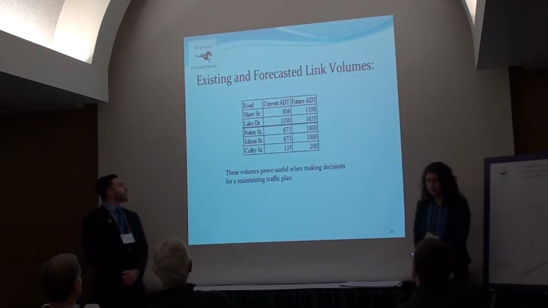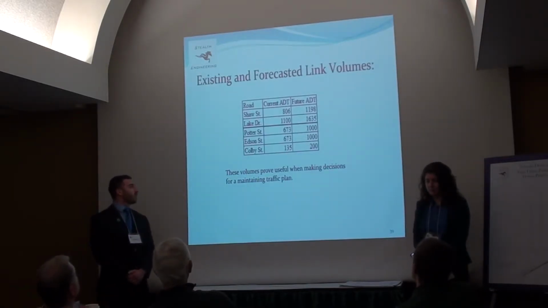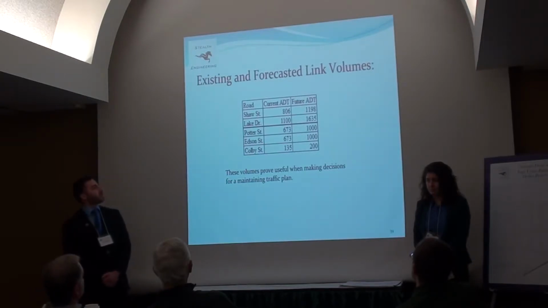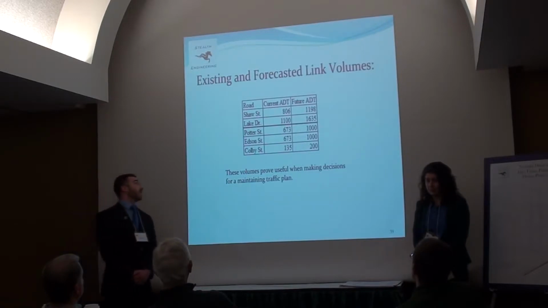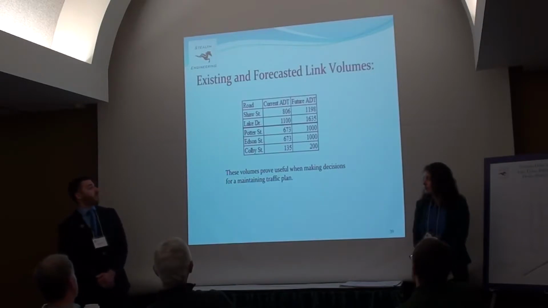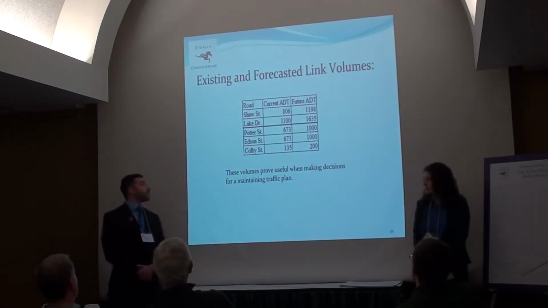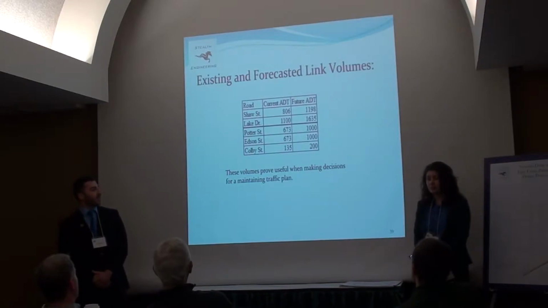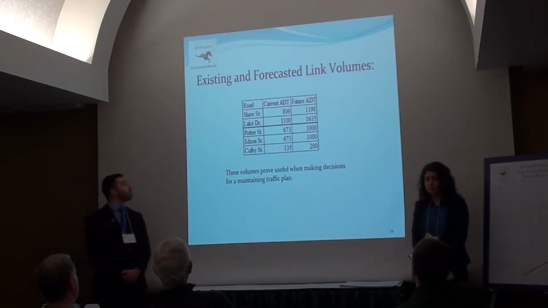So, current average daily traffics were available on an online traffic database. And for roads where they were not available, assumptions were made on the basis of the ones that were. From here, we can predict our future traffic volumes for the design year, which is 20 years, by incorporating the growth rate, which for the pavement specialist on the project was determined to be 2%. And these current traffic volumes will prove useful when making decisions for our maintaining traffic plan.